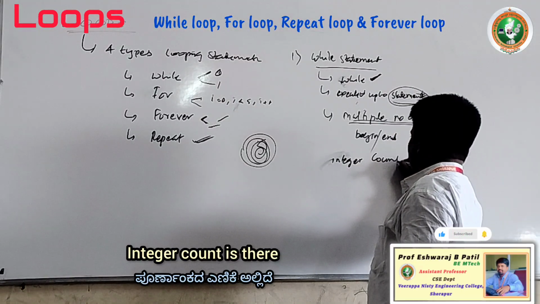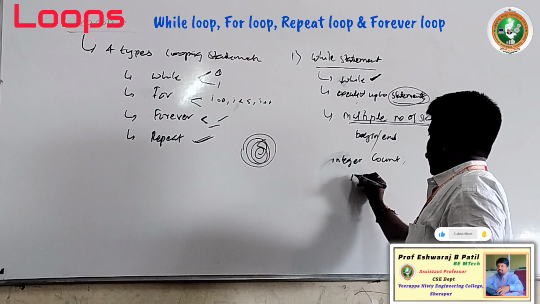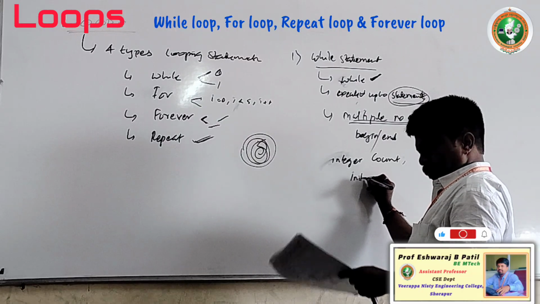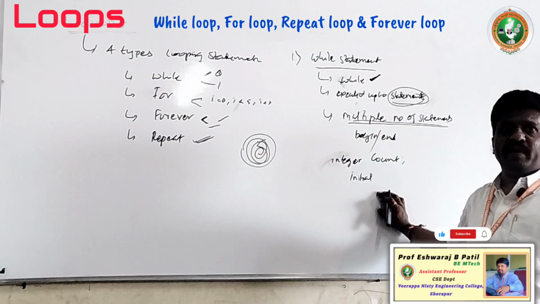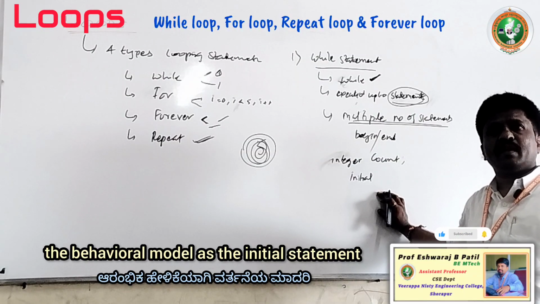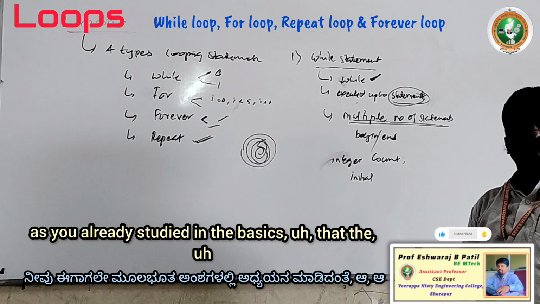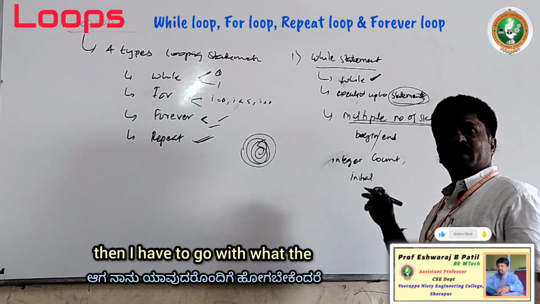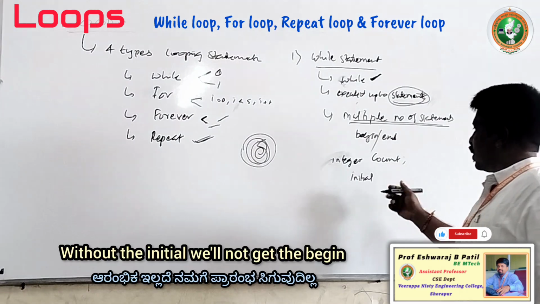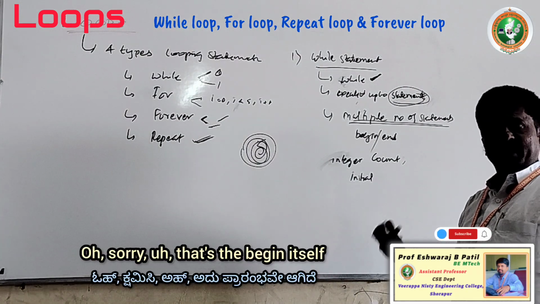Integer count is there. I am counting some values here. Begin. Always, initial. Initial is writing a program with the behavioral model, with the initial statement and the always statement, as you already studied in the basics, at the start of the module. If I use initial, then I have to go with begin. You should remember, without the initial you will not get the begin. Oh, sorry, that's the begin itself.